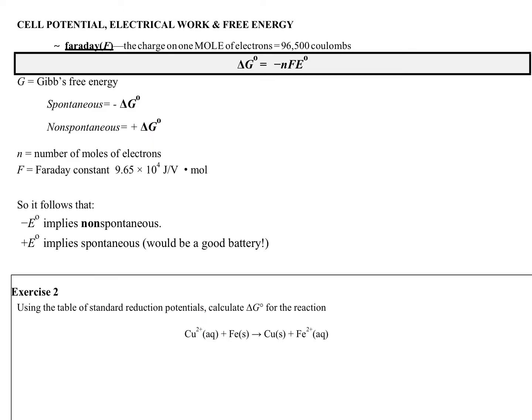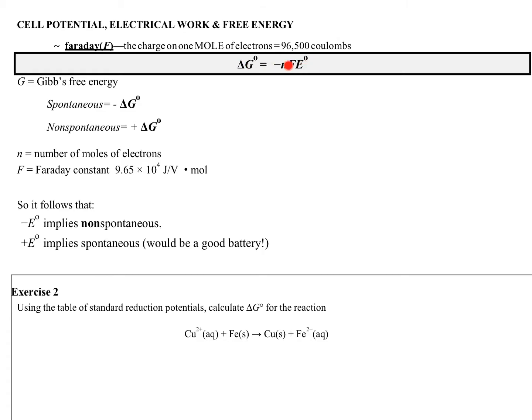Cell potential, electrical work, and free energy. So we're going to have a constant for these calculations. It's called Faraday's constant. This is the charge of 1 mole of electrons, which is 96,500 coulombs. So we're going to be using Gibbs again. A lot of times I'll call this reaction the minus nF equation. Like always, if delta G is negative, it is spontaneous. If delta G is positive, it is non-spontaneous.